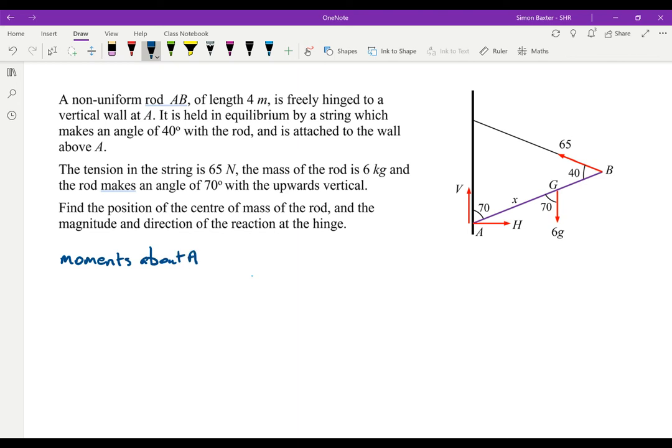Well, let's look at the clockwise moments. The weight will produce a clockwise moment. If I resolve the weight into two directions, 6g sine 70 down there, 6g cos 70 through A. So all I need is 6g sine 70 times x. And the anti-clockwise moments are going to come from the string. Well, the rod is of length 4. Resolving, the 65 cos 40 will go through A, no moment. 65 sine 40 times 4.